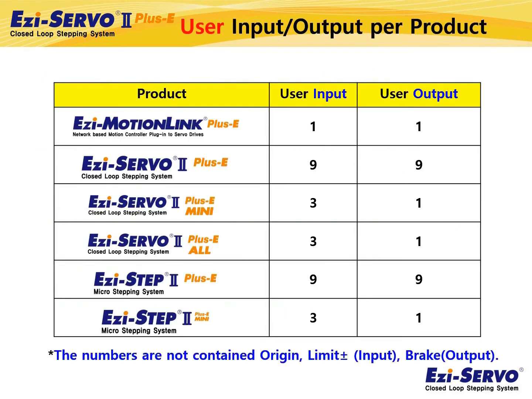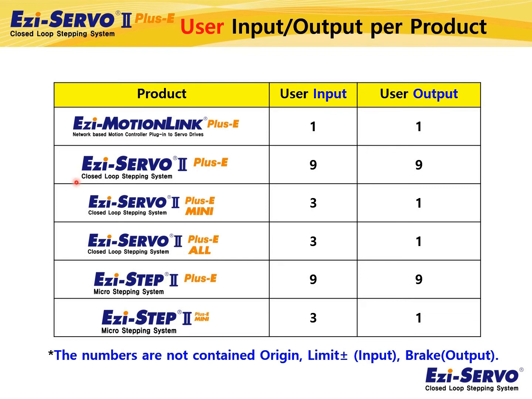Fastech Plus E products have general purpose inputs and outputs that users can use. Therefore, it is not necessary to use a separate I/O module, and cost reduction is possible. User input is the number of inputs that can be used by the user except for origin, limit plus, and limit minus. And the user output is the number of outputs that can be used by the user except for brake. You can use I/O without a separate I/O module through the I/O terminal of the drive.